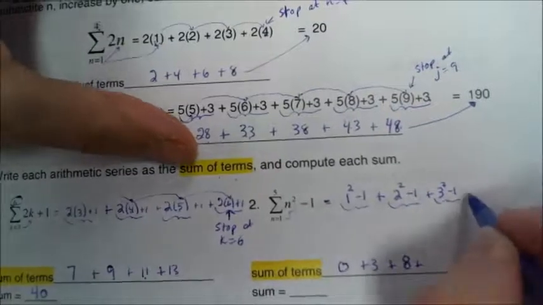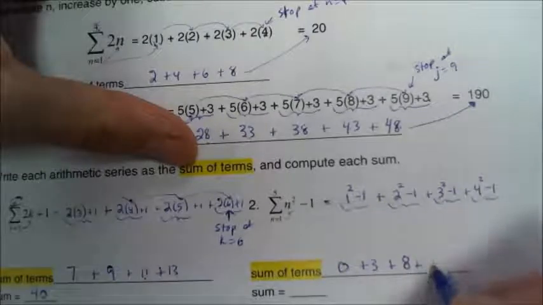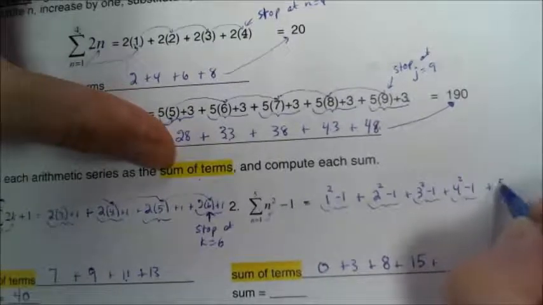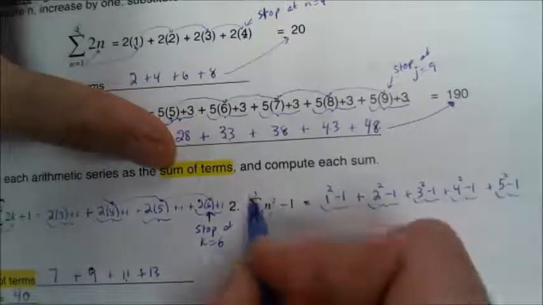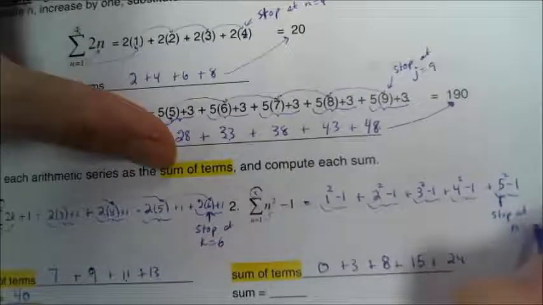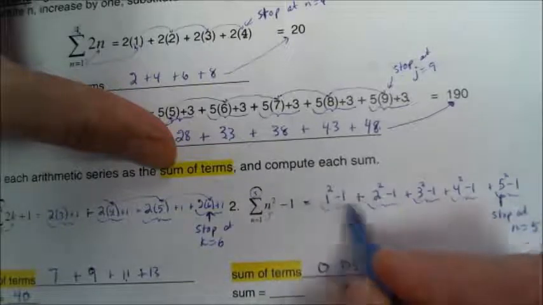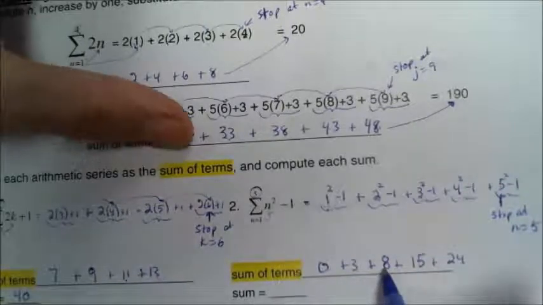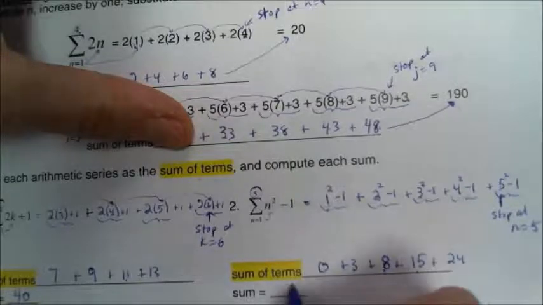Now you're going to bump n up by 1. 4 squared minus 1. Well, 4 squared is 16, minus 1 is 15. And now you're going to bump n up one more time, and it's 5 squared minus 1. 25 minus 1 is 24. You're going to stop at n equals 5. You're going to start at n equals 1, stop at n equals 5, and n gets bumped up to 1, 2, 3, 4, and 5. So now we're going to add these up. 3 and 8 is 11. 11 and 15 is 26. 26 and 24, I believe, is 50.